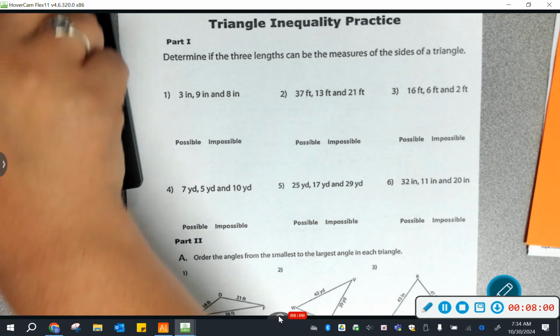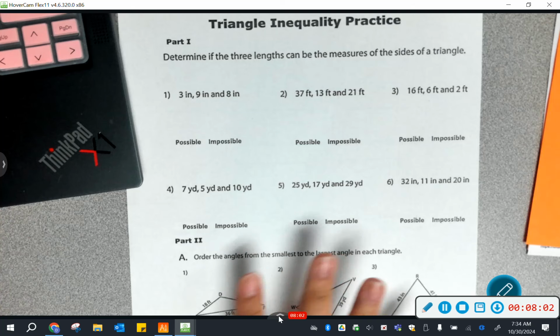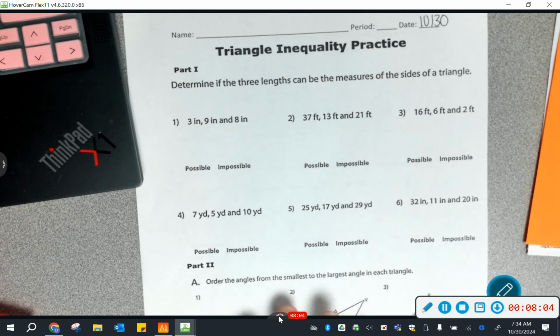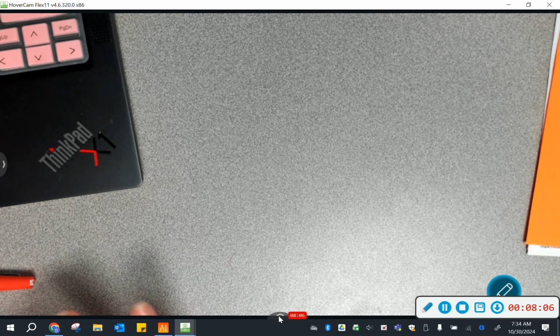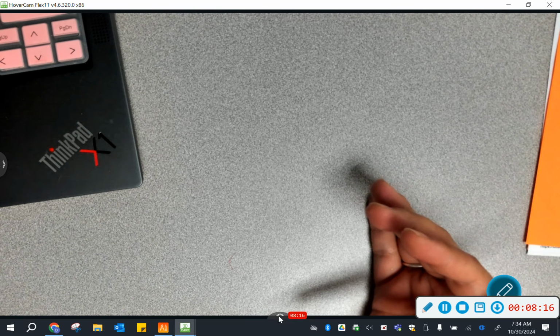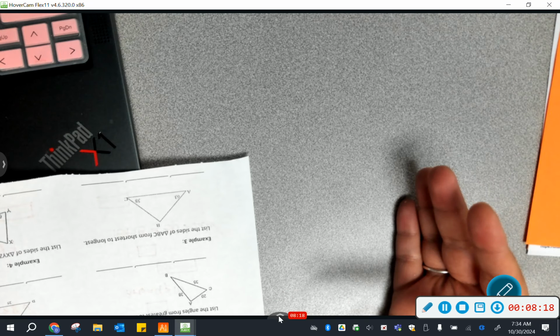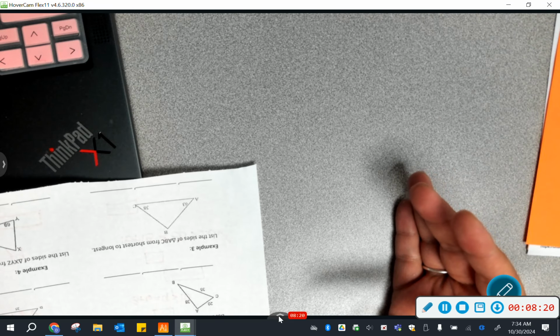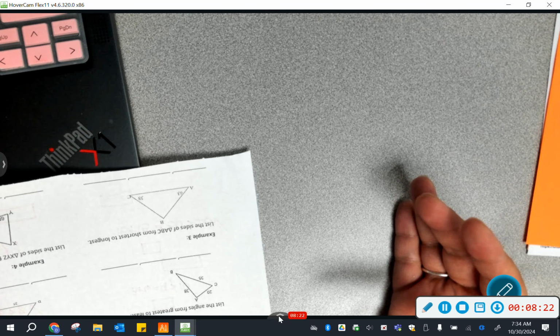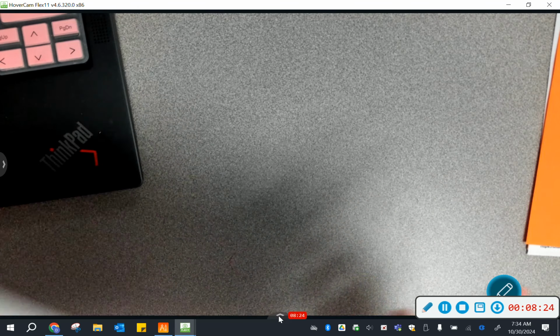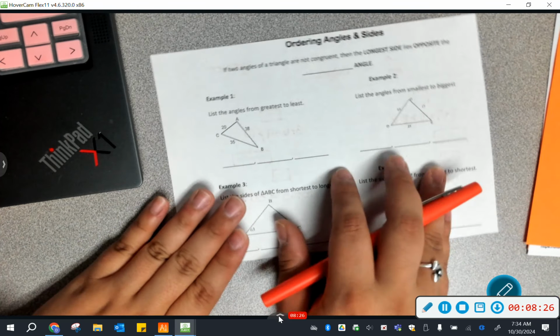All right, hopefully you had enough time to finish all of the 6 problems. Now I want you to turn your paper over. So that was the first lesson of today. We're done. Can you determine if it's a triangle or not? Yes or no? Do you feel like you could take a quiz on that? Okay, cool. Turn your paper over.